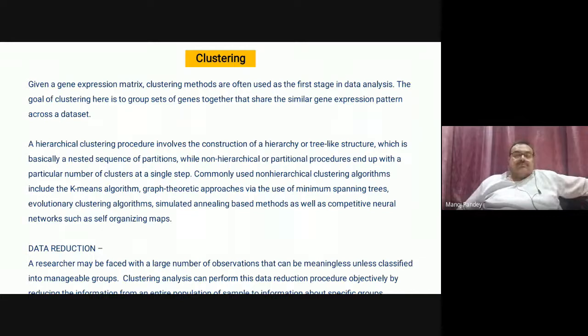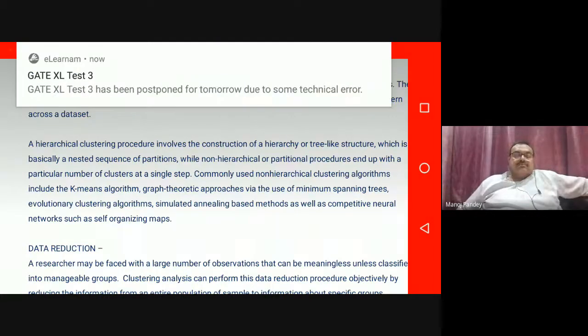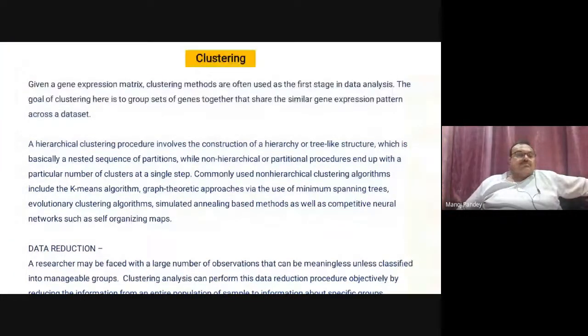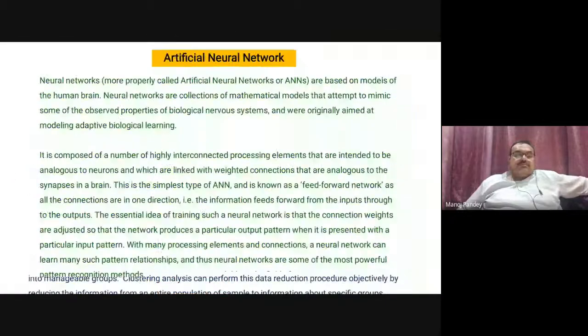In cluster analysis, you do not know who or what belongs to which group, not even the number of groups. For data reduction, a researcher may be faced with a large number of observations that can be meaningless unless classified into manageable groups. Cluster analysis can perform this data reduction procedure objectively by reducing the information from the entire population of samples to information about specific groups.